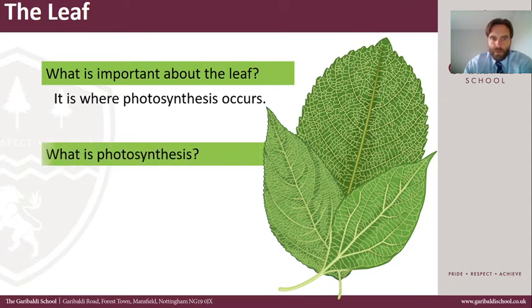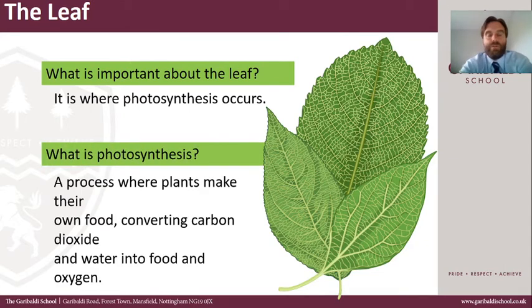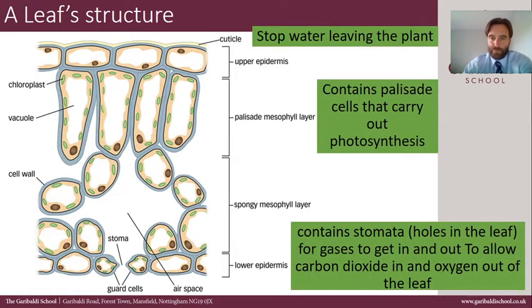So the importance of the leaf is where photosynthesis happens. It's the green part of the plant. It's where all the chloroplasts are and the chlorophyll in those plant cells, and it's where photosynthesis happens. And you just need to remember that photosynthesis is not the process by which plants make energy. It's the process by which plants make their food, and that's by converting carbon dioxide and water with sunlight into oxygen and glucose. Now, this slide is the crux of the lesson.